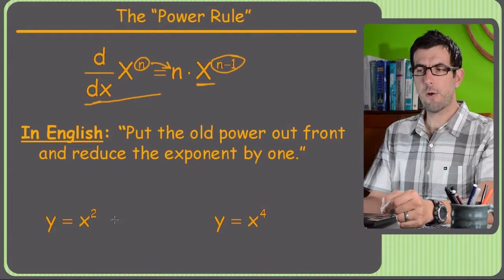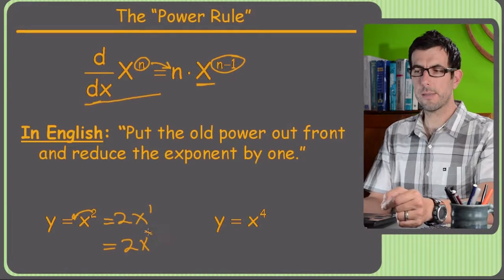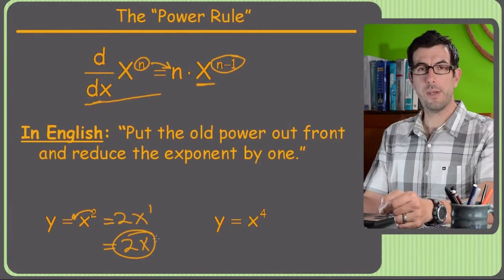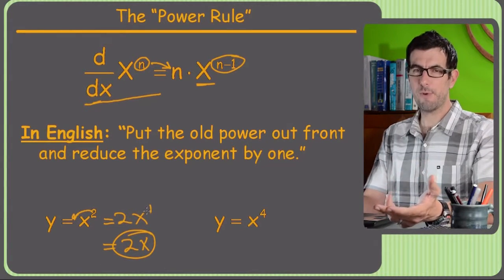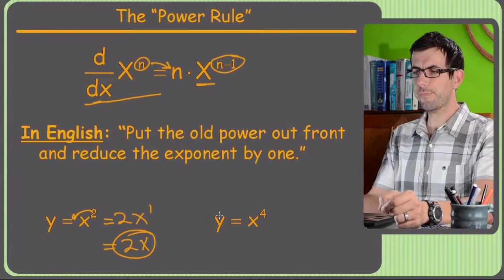We just take the old power and move it out front, so this 2 comes out front. Then we still have an x, then the new power is just 1 less, which in this case is 1. And of course, a power of 1 we don't bother writing, so that's just 2x. And you may recall that in an earlier video, we found that same derivative using the limit definition of derivatives, which you may recall was quite painful.